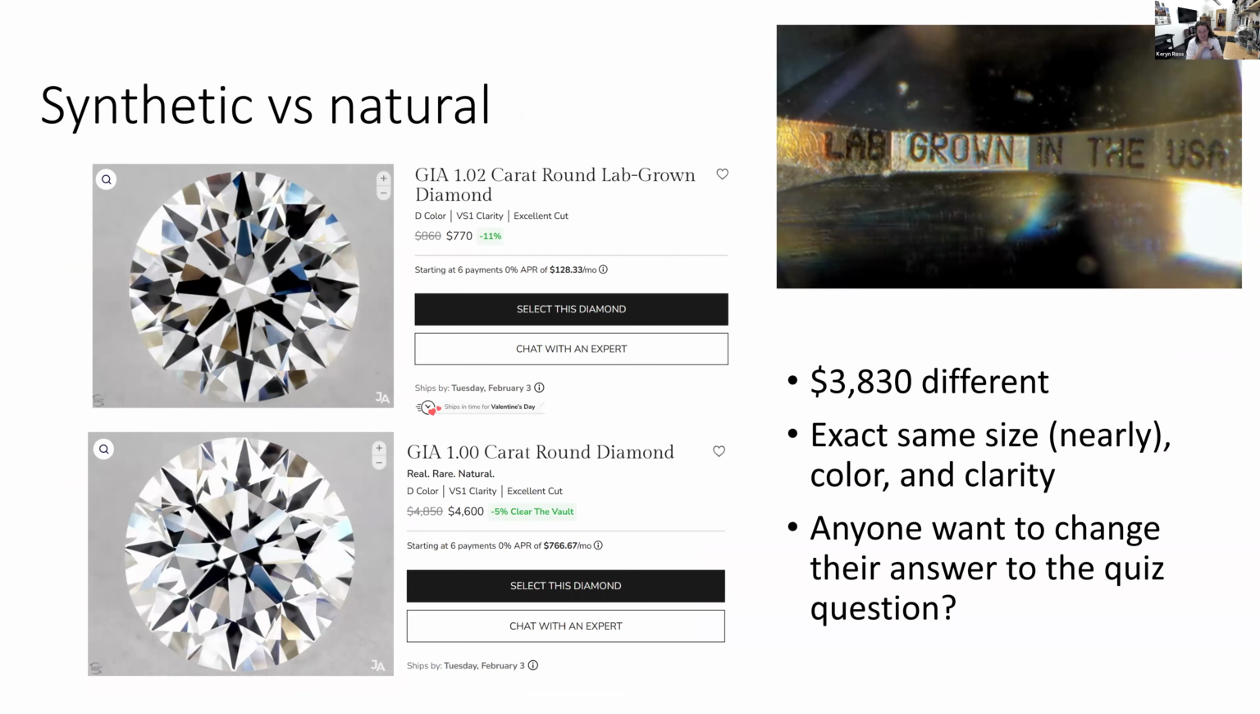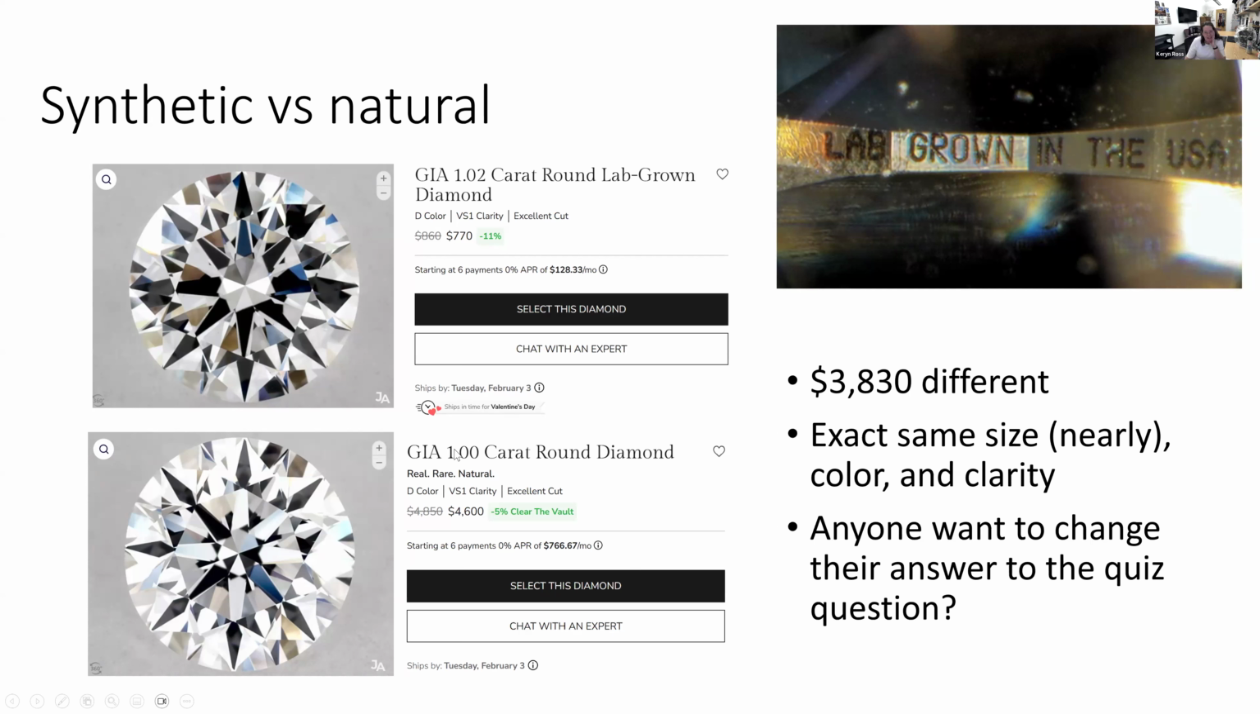Let's talk price. Okay, so right now, today, if you go buy a 1.02 carat round lab grown diamond that has a GIA certification on it, and it's D color, VS1 clarity, excellent cut, you will only pay $770 and it will be here for Valentine's Day. Just in case you needed to know, right?